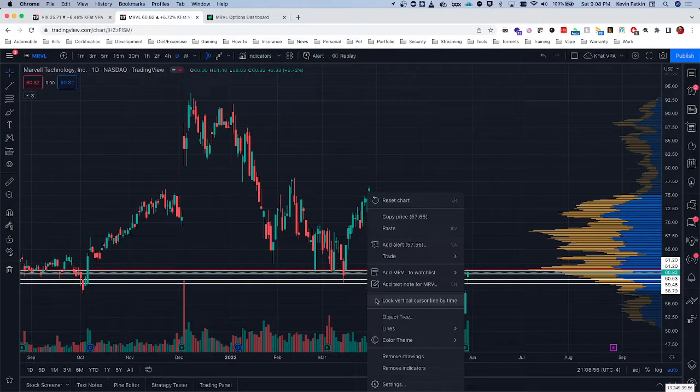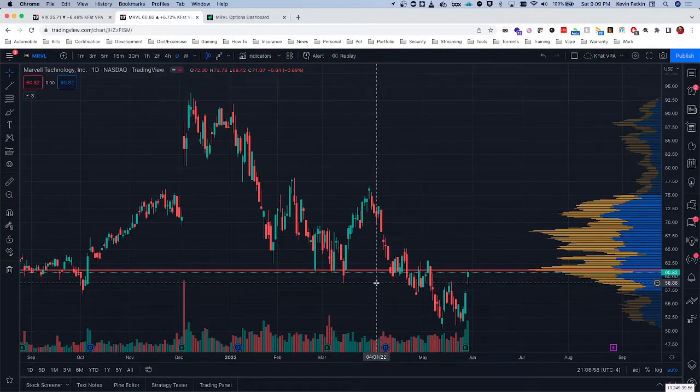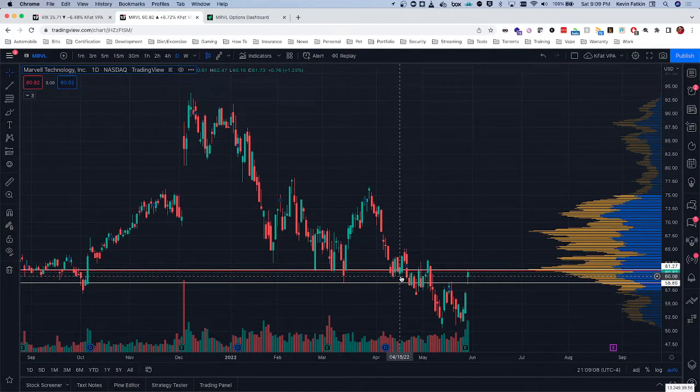58. Sorry, let me put these back on again. Yeah, there we go. This ledge. We have the POC resistance. We have another level right here, right in that gap. So that should be good now for the sake of this demo.